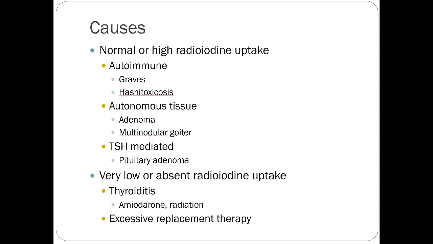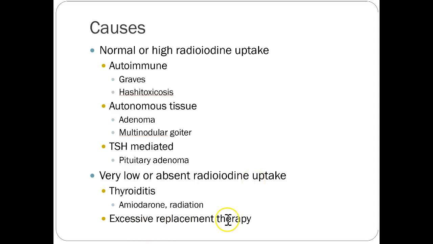Causes: radioiodine uptake, possibly autoimmune diseases, Graves and Hashimoto's. Some other items I mentioned here, like different types of adenoma, especially in the pituitary gland. If you have very low or absent radioiodine uptake, usually you're looking at thyroiditis. Amiodarone can cause this. Radiation therapy can cause this as well.